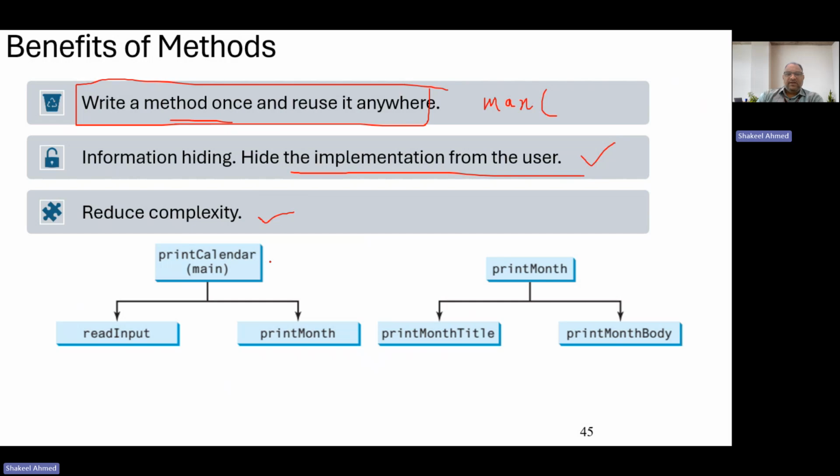So you can look at an example here, print calendar. So this is the main method. You can divide the program into smaller functions or smaller methods, where you don't want all the program to be written as one method. So you want to break it out. You can print the month, and in the print month also you can print the month title and print the month body. So the program complexity can be reduced when you are having methods to be used.